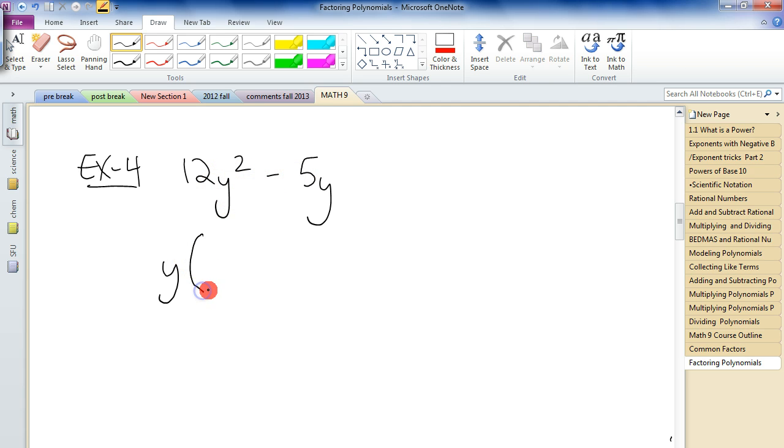What are we left with? When I say pull out, that means we divide this by y. We're left with 12y squared divided by y. We're left with 12. And then y squared minus y is just y. So we're left with 12y. We pull a y out of here. We're left with just 5.